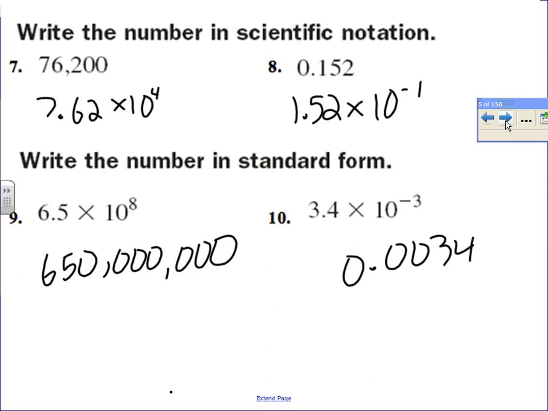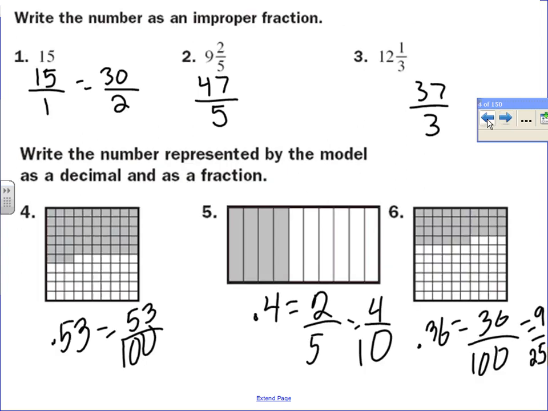Annalise? You tell me. Yeah. Yeah, you can't change the value of it. For example, if you did 15 over 2, that's not 15. Yeah, you cannot change the value of it. Whatever you write the improper fraction as, it still has to reduce to 15. That makes sense? Okay, anyone else on the warm-up questions?